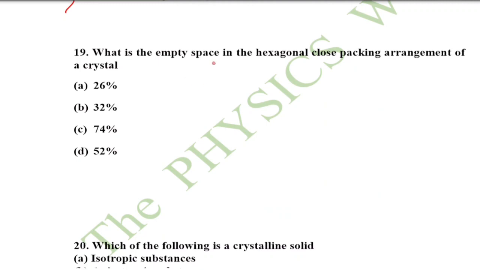Next, what is the empty space in hexagonal close packing arrangement of a crystal? We know for hexagonal close pack structure, atomic packing fraction is 74%. Atomic packing fraction. So empty space will be 26%. So A is your correct option.